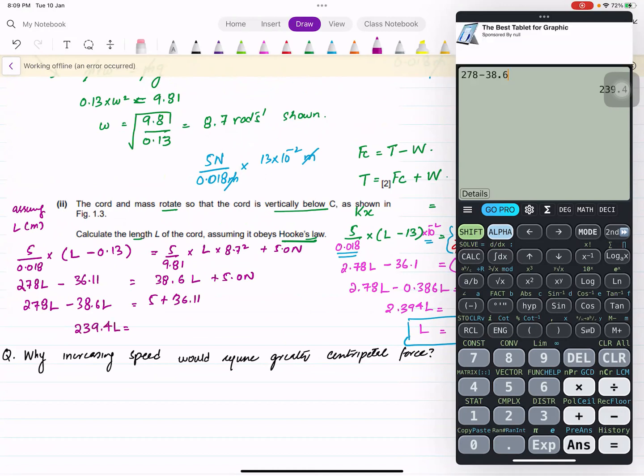So this is going to be 239.4 L, and on the other side is going to be 5 plus 36.11, right? 41.11. Now if I want to find length, it's going to be 41.11 divided by 239.4. What do you get? 0.172 meters.